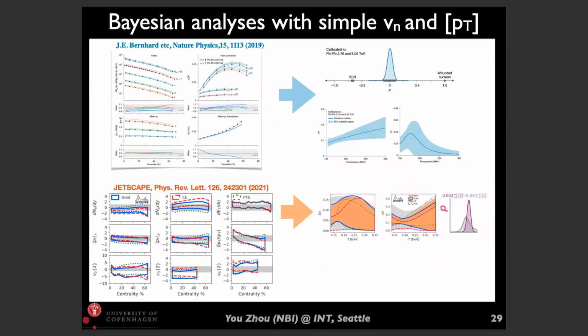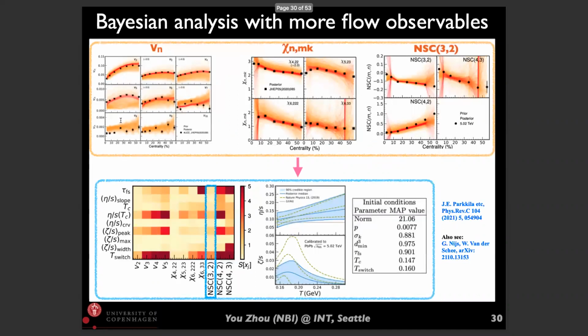But then we go back to the Bayesian analysis. So right now we are using the information from vn and mean pT. Not only just simple vn, but also vn with 2 or 4 particle cumulants, which means you consider flow fluctuation. And similarly for mean pT, you can use mean pT of pi, K, p, or with delta pT, which considers the pT fluctuations in the Bayesian analysis. We try to extract both the QGP evolution and also the initial condition. The result is shown in the very beginning of the slides, but if you think about the energy profile, they are not the same.